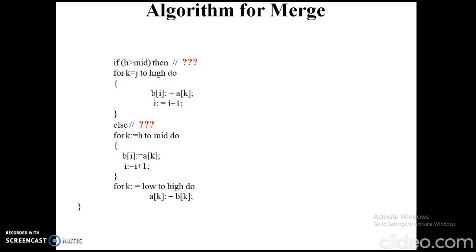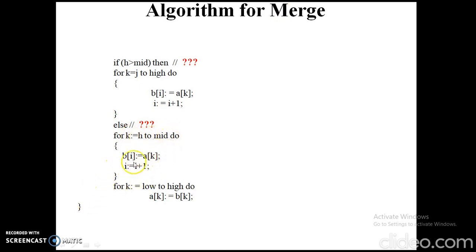Else, that means if H is not greater than mid, that means J has become greater than high. Else copy the remaining elements of the first subarray, that is K ranges from H, where H is a pointer to the first subarray, to mid. Copy those elements to B.